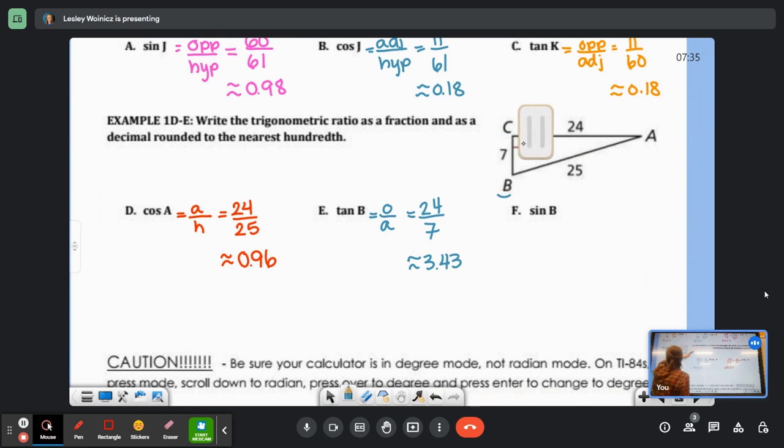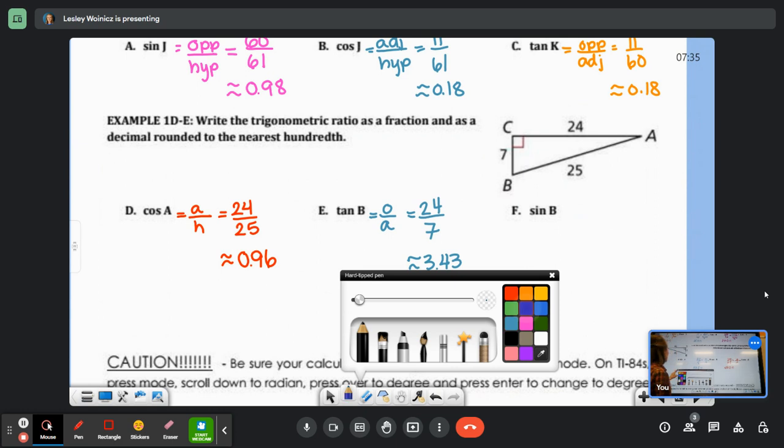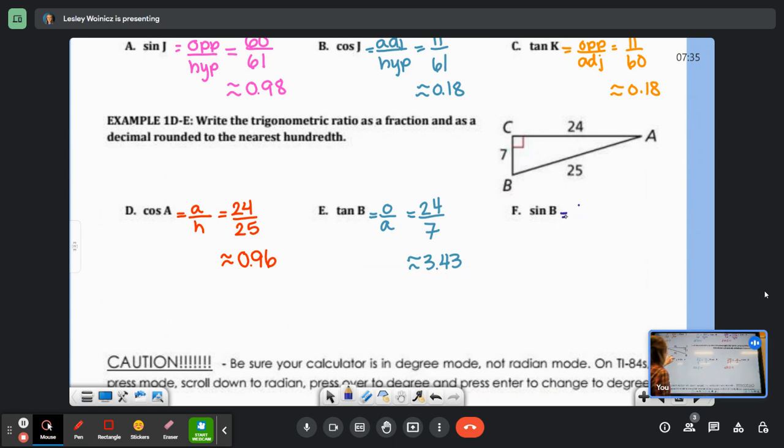Okay, sine of B. Sine is the opposite over hypotenuse. So I find my angle B, I look for the opposite, which is 24, and the hypotenuse is 25. Notice that the sine of B is the same as the cosine of A. That's kind of fun, in the same right triangle. So I don't need to put that in my calculator, I already did. It's 0.96.